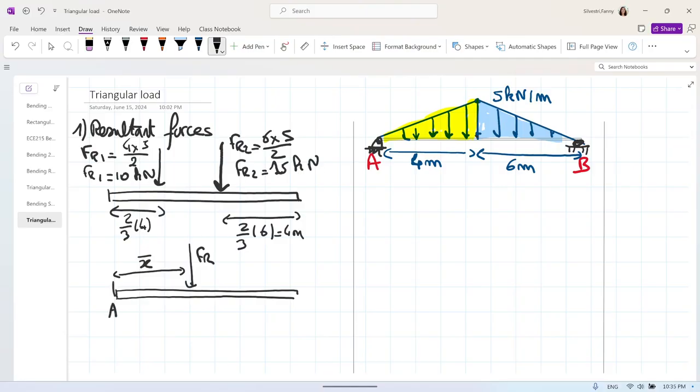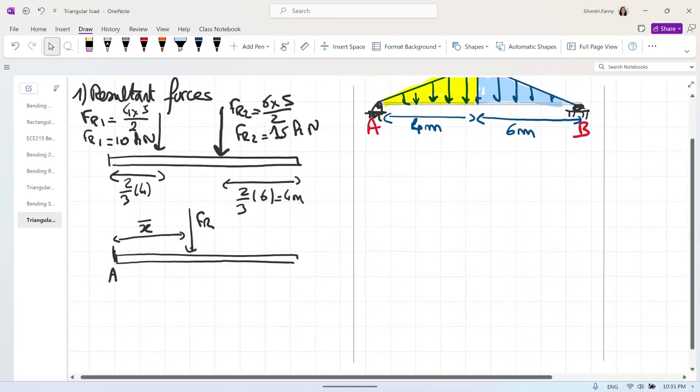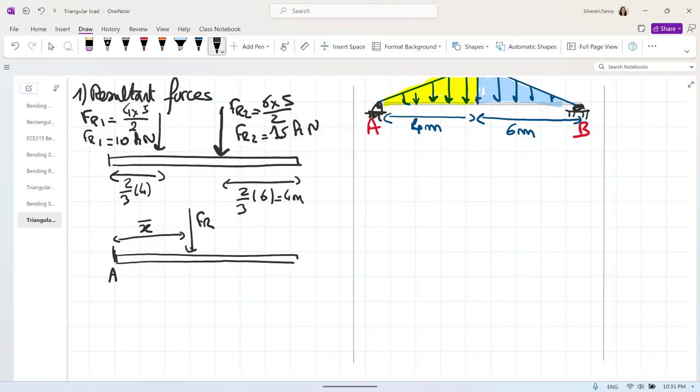So let's say that's the point A. How do we find this x bar? That's the question that you need to enter in your box. So let's find that one. We will do an equivalence of moments. The moment about A of the first system with FR1 and FR2 is equal to the moment about A of FR. So we have x1 FR1 plus x2 FR2 equals x bar FR. How much is FR? FR will be FR1 plus FR2, that will be 10 plus 15, that will be 25 kilonewton.